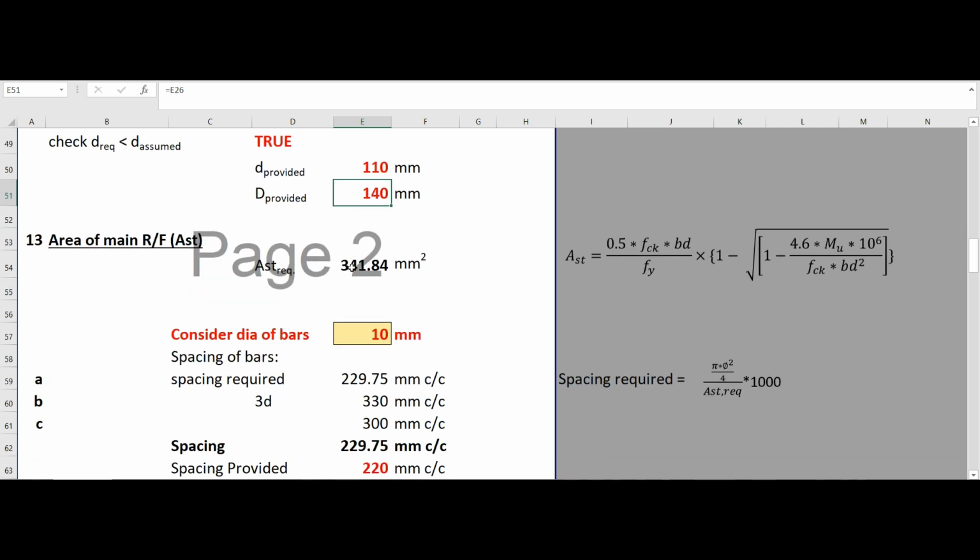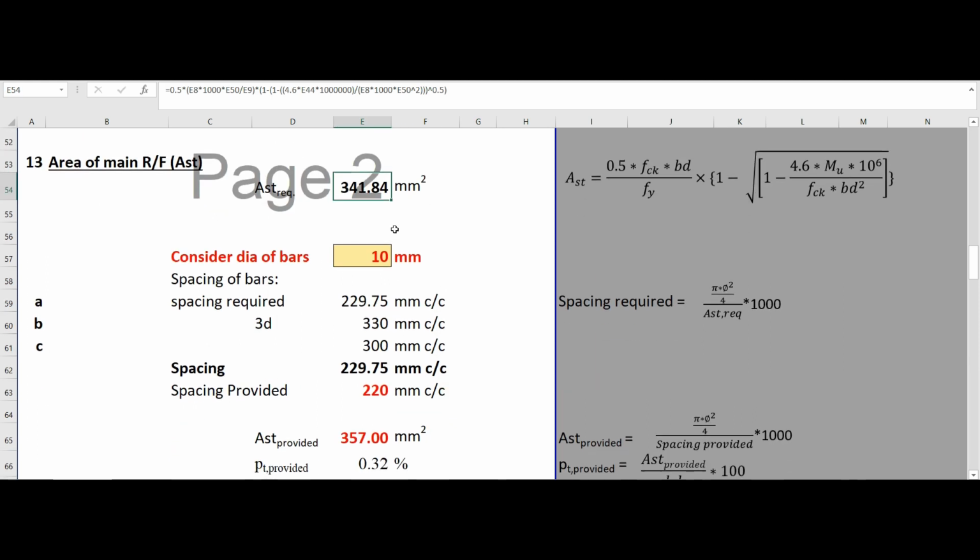So now we will calculate the area of the main reinforcement. It is similar to what we have done in the beams. Ast is given by 0.5 fck into bd by fy into 1 minus square root of 1 minus 4.6 Mu upon fck bd square. So you get the Ast required as 341.84 mm square.